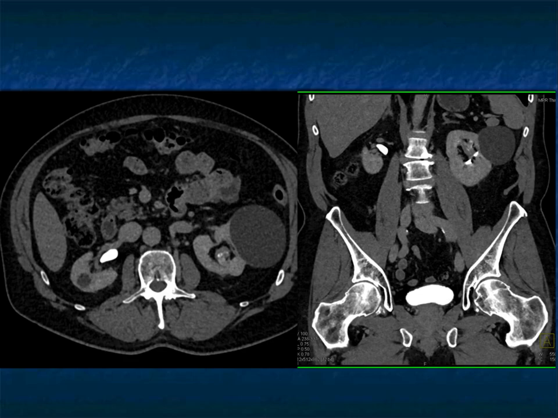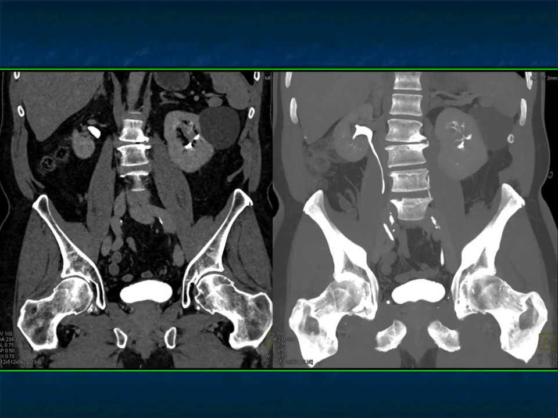You can see it's very subtle, and that's one of the challenges with TCC. The ones that are potentially curable are subtle. When you have a big mass infiltrating the kidney or going into the peri or pararenal space or having multiple mets in the ureter and bladder, those aren't curable. These are, but it's so easy to miss.